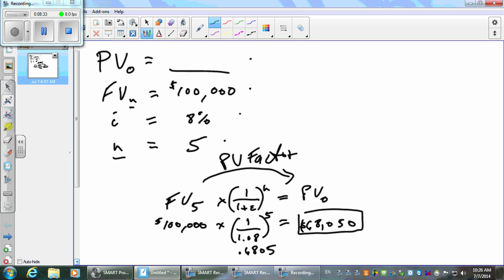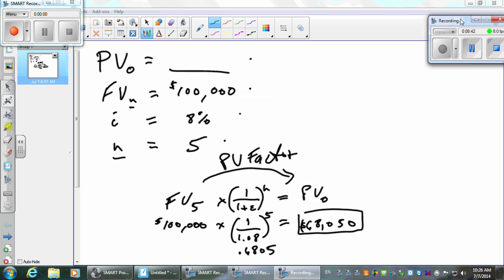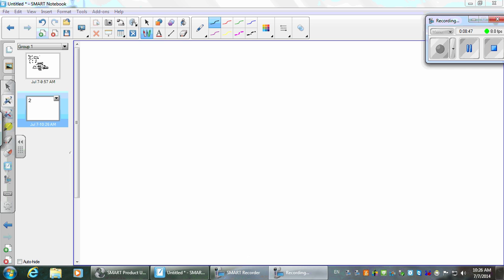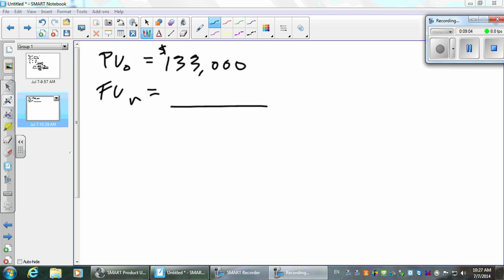So let's do another one. Let's say this time my present value is $133,000. I'd like to know the future value some number of periods from now. So we're calculating a future value this time. So that's what I'm looking for. My number of periods is 20. My interest rate is 12%.